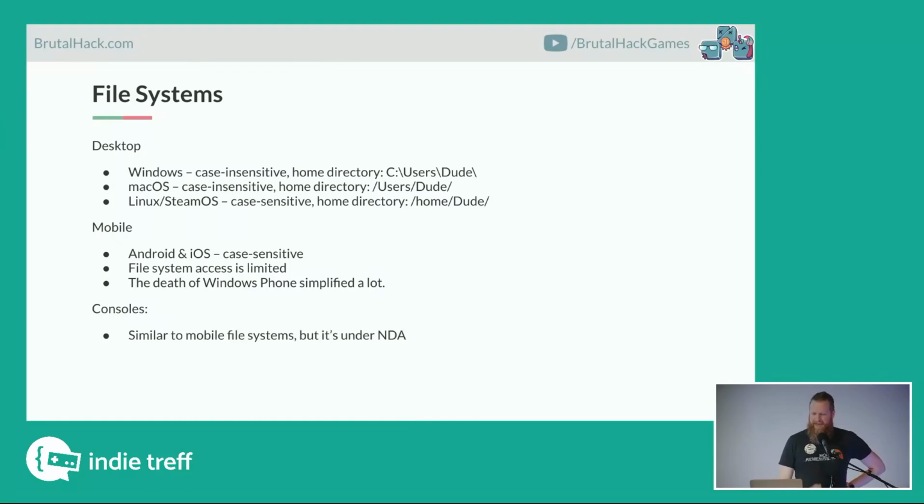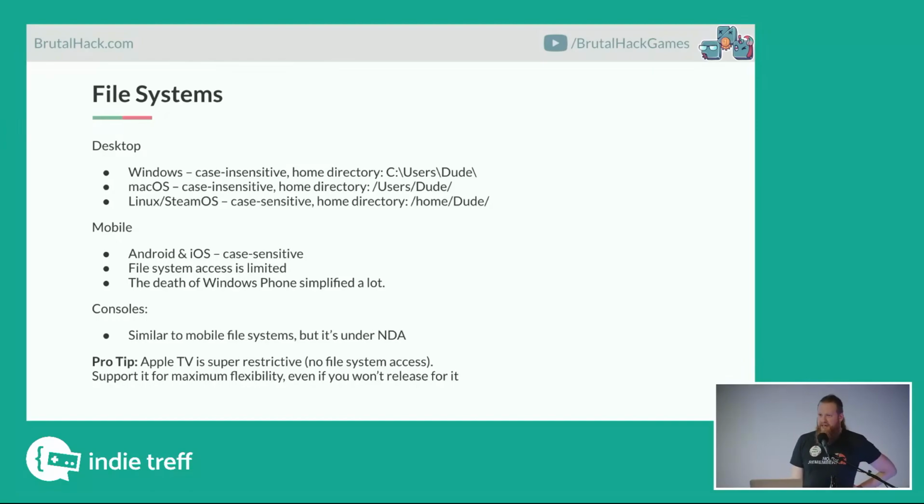Now, consoles, it's similar to mobile file systems, but everything is under NDA, so good luck Googling that. I have seen a few console systems, and my pro tip is support Apple TV. I don't care if you like this thing, if you want to develop for it, if you want to release for it or not, buy one, develop for it, make sure it runs, and then throw away the Apple TV. I don't care, because the Apple TV has the most limited file system access you have. Zero, none. You cannot save a single JSON file on an Apple TV. So if you support that thing and desktop and mobile, you'll support anything a console throws at you.